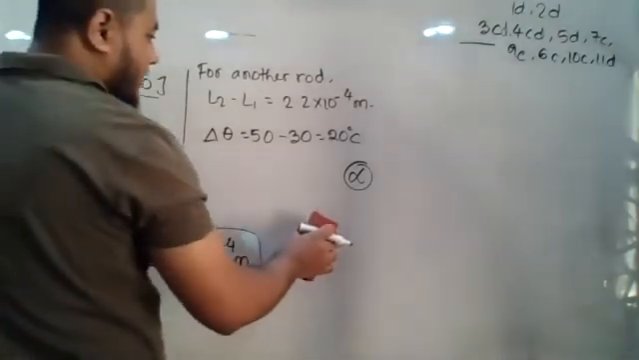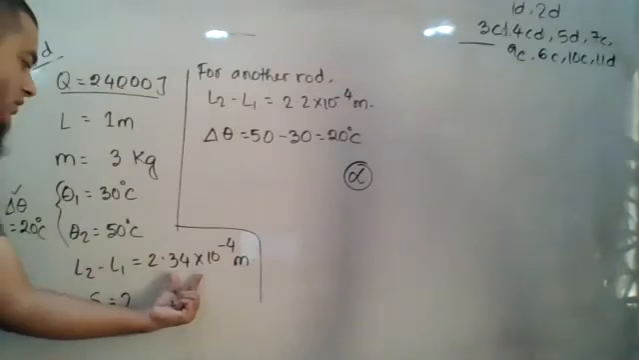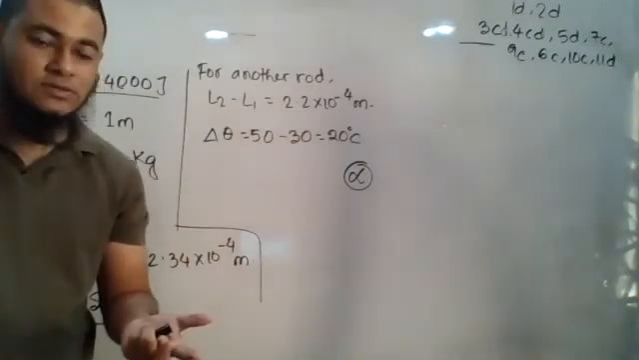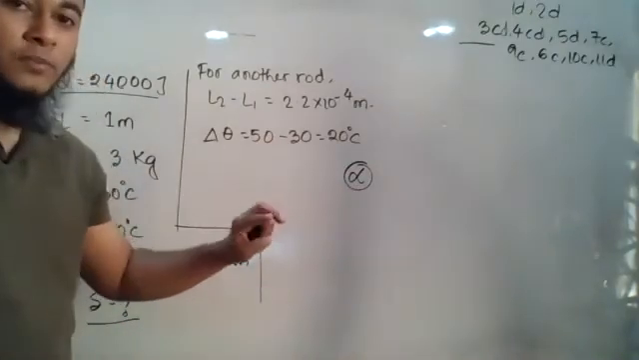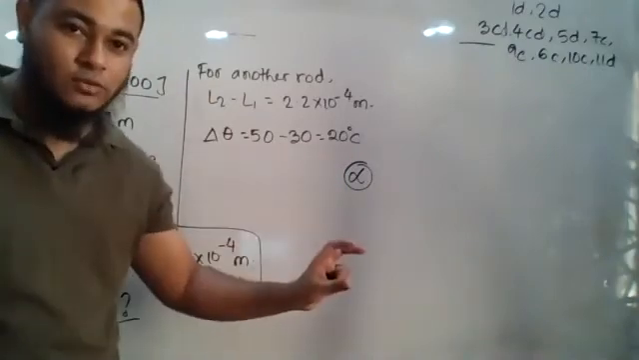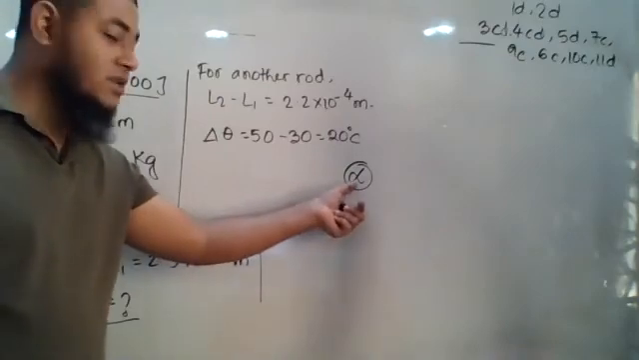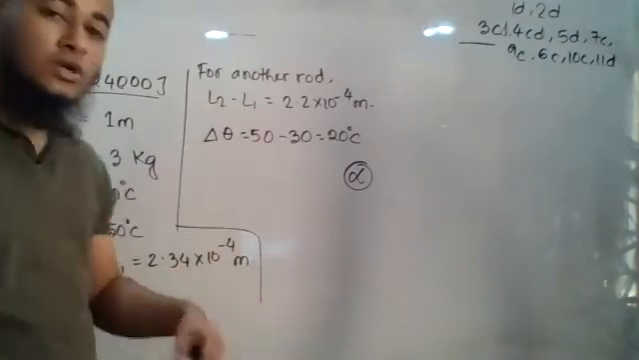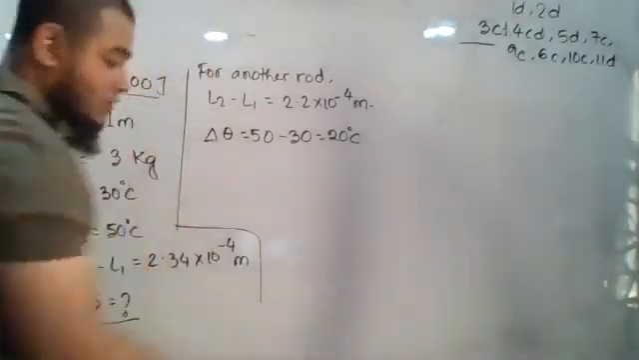So whenever you are asked why the length change is different, here it is 2.34, here it is 2.2, why it is different, you need to show the value of alpha for both of them. And when you show that the value of alpha is different for both of them, you can say that as the value of coefficient of linear expansion are different for both of them, that is why the length change occurred will also be different. Okay, so let me show you how to calculate alpha.